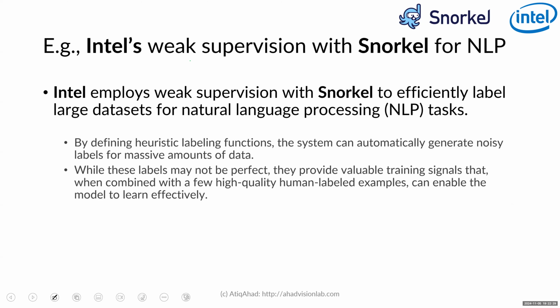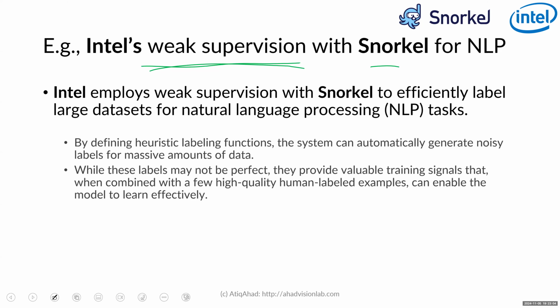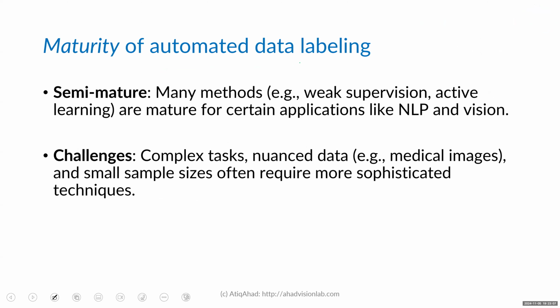Intel is another example. They use weak supervision. Okay, so Intel's weak supervision with Snorkel for NLP. So Intel employs weak supervision with Snorkel, a company, to efficiently label large data sets for natural language processing tasks. It's not easy, but they are working on it and they have developed it. So there are different ways. Definitely in this basic lecture we cannot cover the meaning of weak supervision or details of others, because we are not going into the methods. So Intel's weak supervision, if you want, you can check.